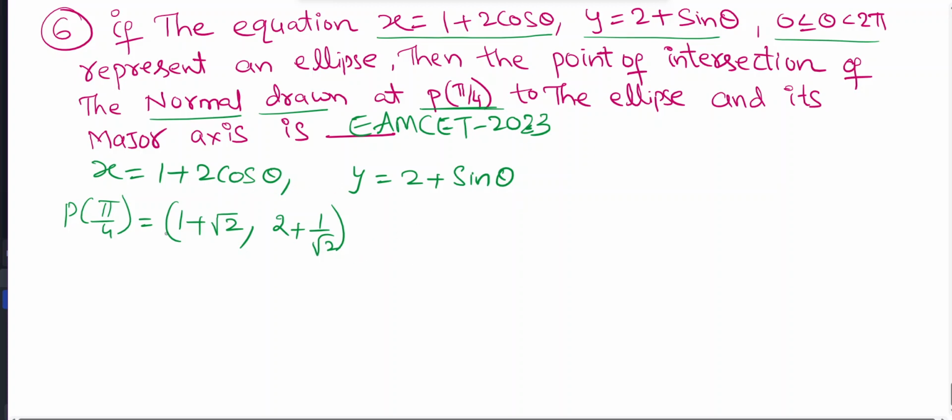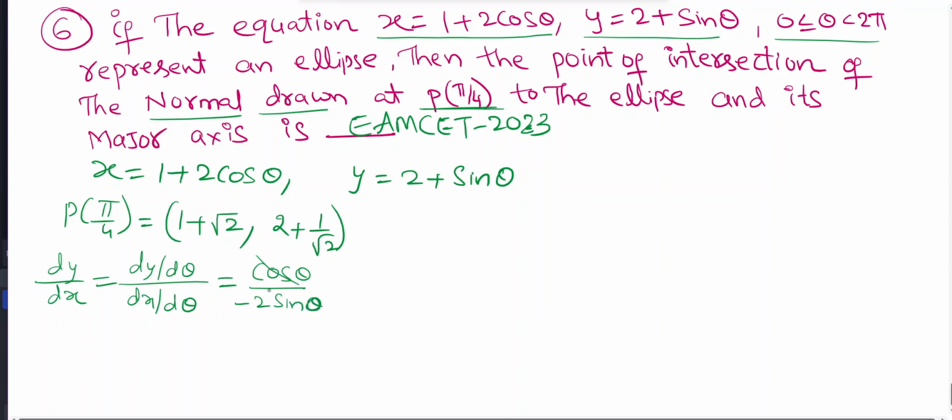Now we find the slope of the normal. So dy/dx, by parametric differentiation, is (dy/dθ)/(dx/dθ). The derivative of 2 + sinθ is cosθ, and the derivative of 1 + 2cosθ is −2sinθ. At θ = π/4, cosθ and sinθ are the same, so it is equal to −1/2. This is the slope of the tangent. Now we find the normal slope, that is the normal slope equals 2.